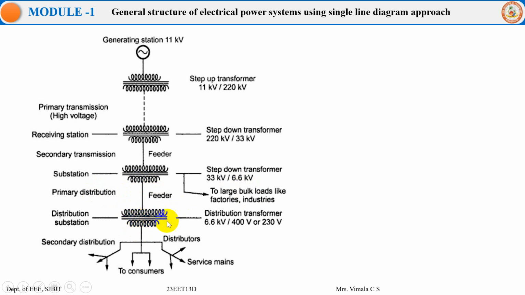From the distribution station, we step down further from 6.6 kV to 400 or 230 volts, where the normal operating voltages for commercial and domestic purposes are 230 single phase and 400 three phase. So the secondary distribution happens from the distribution station to the different consumers via the service mains. So this is a typical general structure of the electrical power system using the single line diagram approach, where we can explain the different transmission and distributions happening from generation to the consumer level.